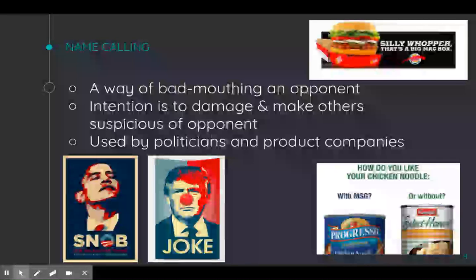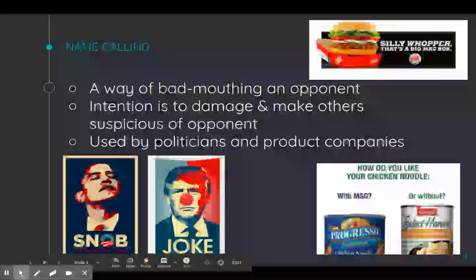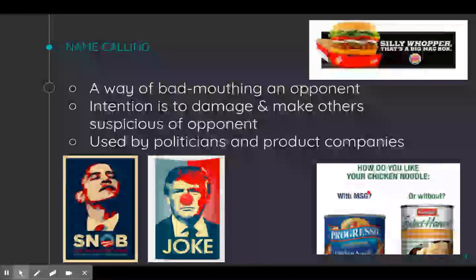Advertisers do it as well. You have here Silly Whopper, that's a Big Mac box. This is a Burger King ad where they're poking fun at the Big Mac. Here you've got how do you like your chicken noodle, with MSG or without. So again, we're not calling a name in the same sense that we are over here, but we're still poking fun at the other product, bad mouthing it, damaging their reputation. Okay, so name calling is your first technique.